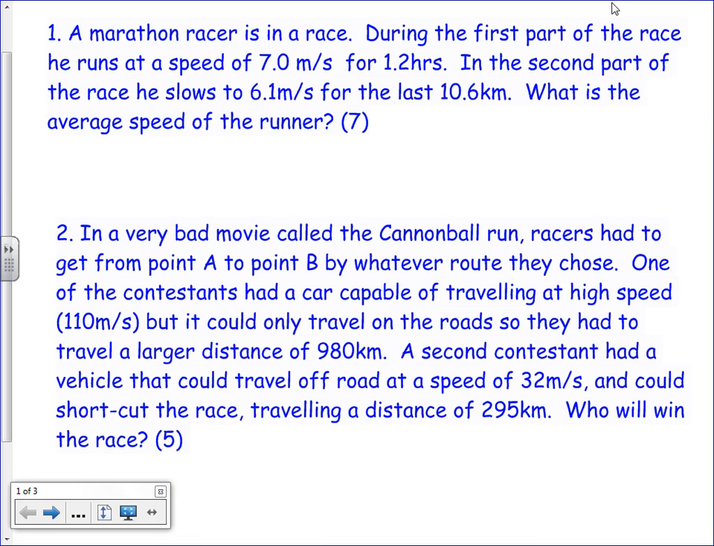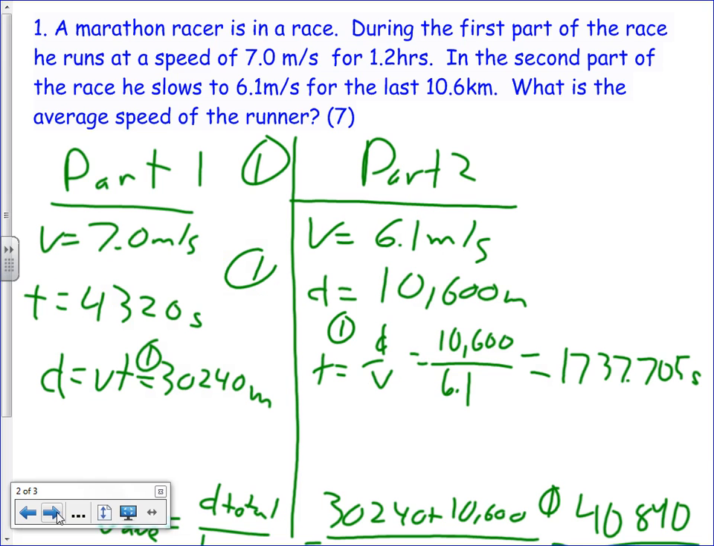All right. So let's go over these here real quick, guys. For question number 1, it's one of those two-part questions that we did so many of yesterday. So we got a marathon runner in a race. During the first part of the race, he runs at a speed of 7 meters per second for 1.2 hours. In the second part of the race, he slows to 6.1 meters per second for the last 10.6 kilometers. What is the average speed of the runner?